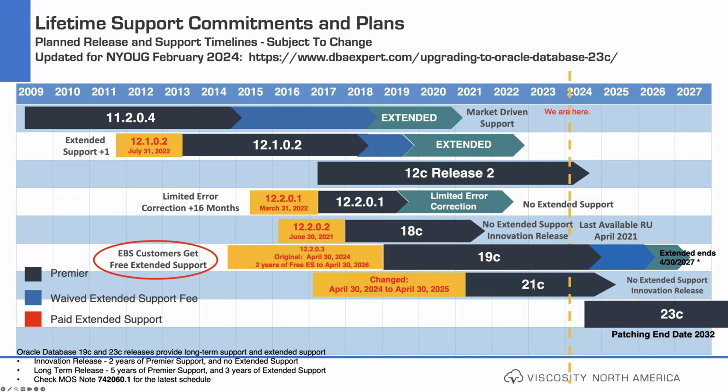21C is considered to be an innovation release, and innovation releases do not have Premier support. Also, innovation releases only get 2 years of Premier support, versus the long-term releases, which are 19C and 11.2.0.4. They get 5 years of Premier support with 3 years of extended support, right? So 23C is the next long-term release, and it will have 5 years of Premier support plus another 3 years of extended support. They're anticipating that the patching end date for 23C will be 2032. So a lot of customers are looking at going from 19C to 23C.